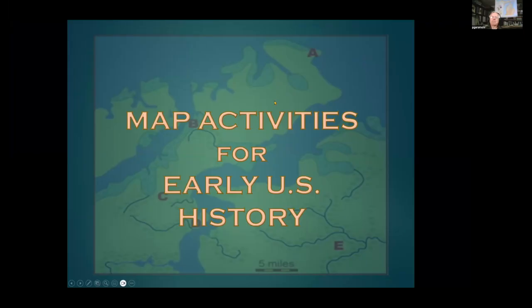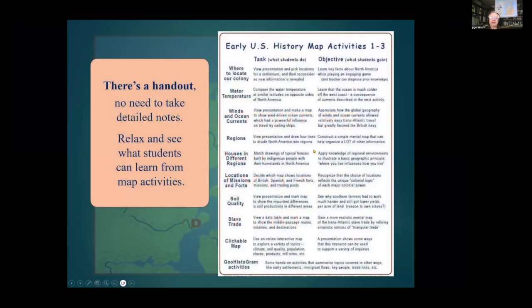Okay. This is about spatial thinking activities, but you could just use the word map activities. The whole point is to put a visual image in front of them. There is a handout that Dave will put up on the Giants website that basically outlines these. So there's no need to take detailed notes of this. Just relax and see what you can use from these map activities.